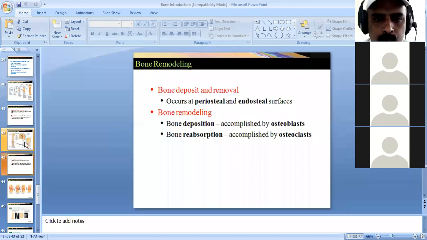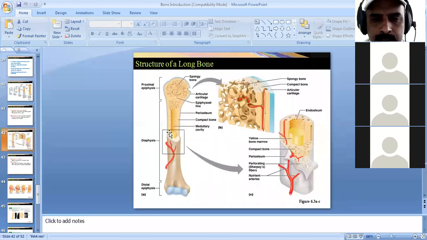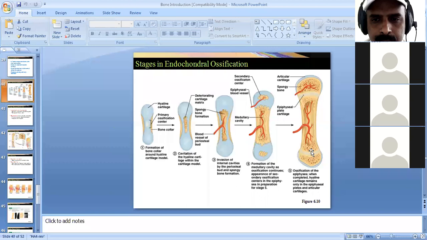How it travels, I have told. The nutrient artery runs obliquely in the cortex, enters into the medullary cavity, and divides into ascending and descending branches. So in the medullary cavity we get the ascending branch and descending branch. And we have separately the branches which are received, that is the epiphyseal artery, metaphyseal artery, and we have the nutrient artery with ascending and descending branches in the medullary cavity.